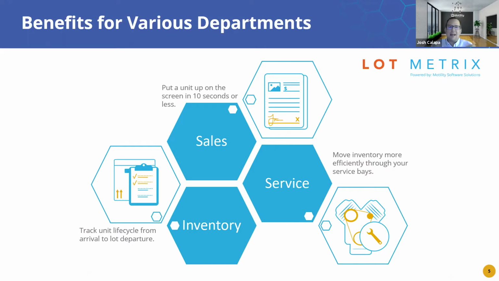And then on the back end, allowing them to run reporting on that, seeing how long it's taken their employees to move those units around. So just, again, allowing more business to take place, getting more units in and out of the service bay. That's the goal. And then finally, if you look at it from an inventory perspective, from a unit getting on the dealership until when it leaves, if you think about that whole cycle, that journey of that vehicle, with Lot Metrix, you get to track every step.